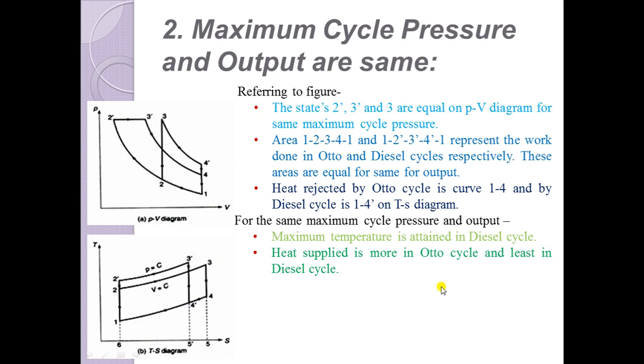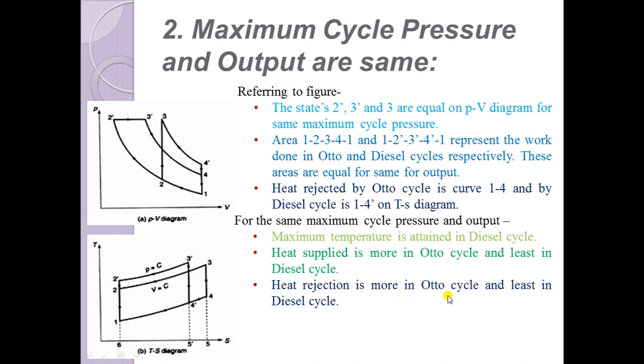Don't get confused between the same amount of work output and heat supplied. For work output, we take only the area 1, 2, 3, 4 and 1. For heat supply, we take the area 6, 1, 2, 3, 4 and 5. So this is how you have to understand things.